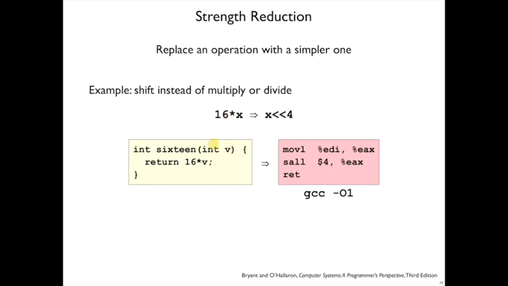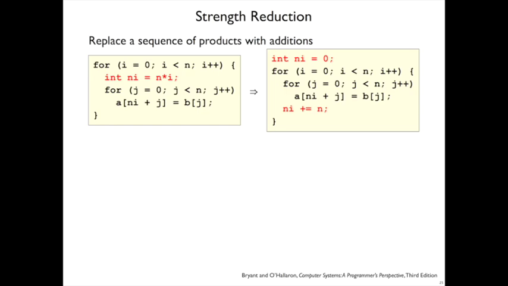In that case, 16 times x. If you put that in a program and compile it with -O1, then you'll get a shift instruction instead of a multiplication instruction. But strength reduction can show up in less obvious places too.